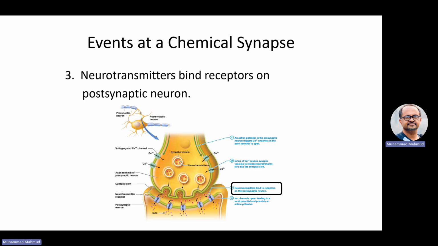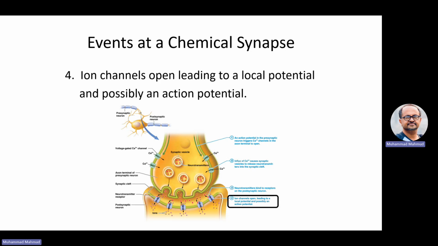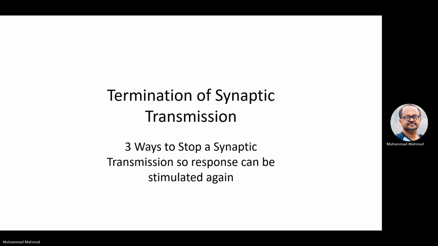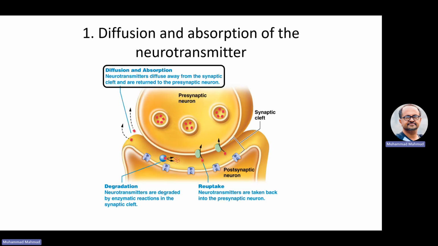Neurotransmitters will bind to the receptors of the postsynaptic neuron, and then ion channels open, leading to local potential and possibly action potential. Now, there are 3 ways to stop this synaptic transmission, so the response can be stimulated again, because we have to stop this thing. It cannot go forever. What are those 3 ways?